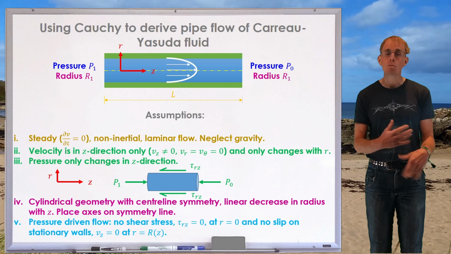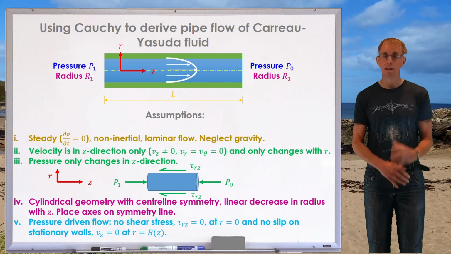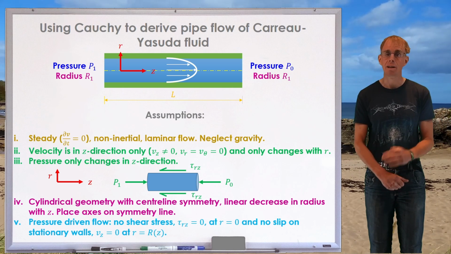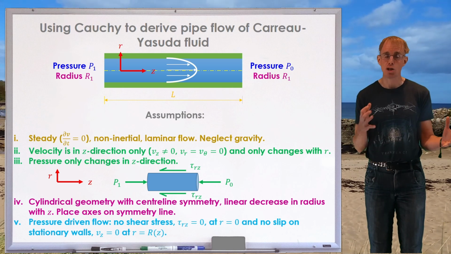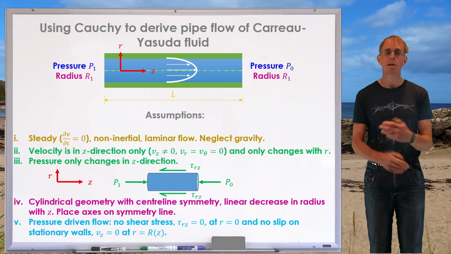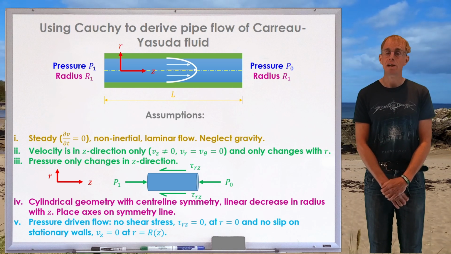Then what we did, if you recall, was we sketched a little fluid element and looked at the forces, pressures and stresses acting on it. And so our little fluid element has a pressure differential P1 minus P0, which has to be countered by the stresses on the radial face in the z direction, tau rz.